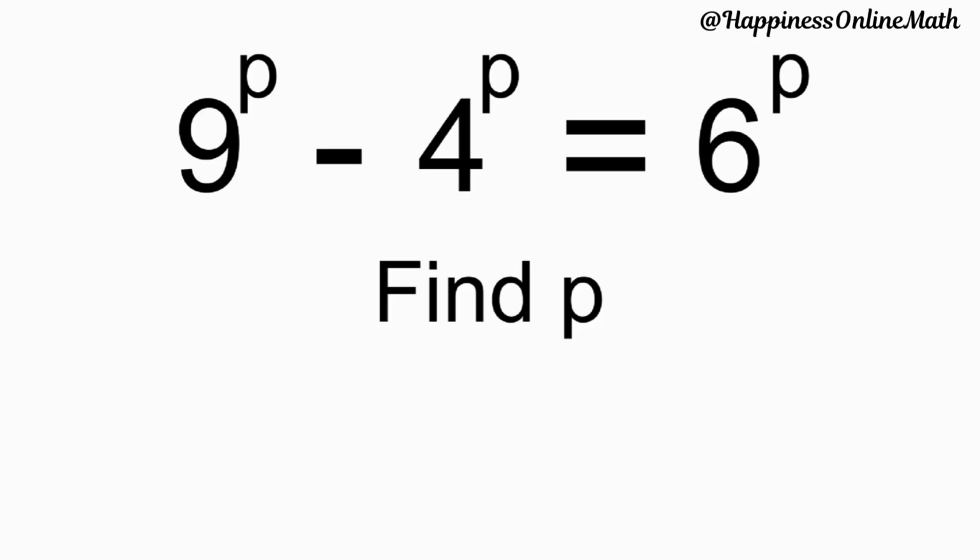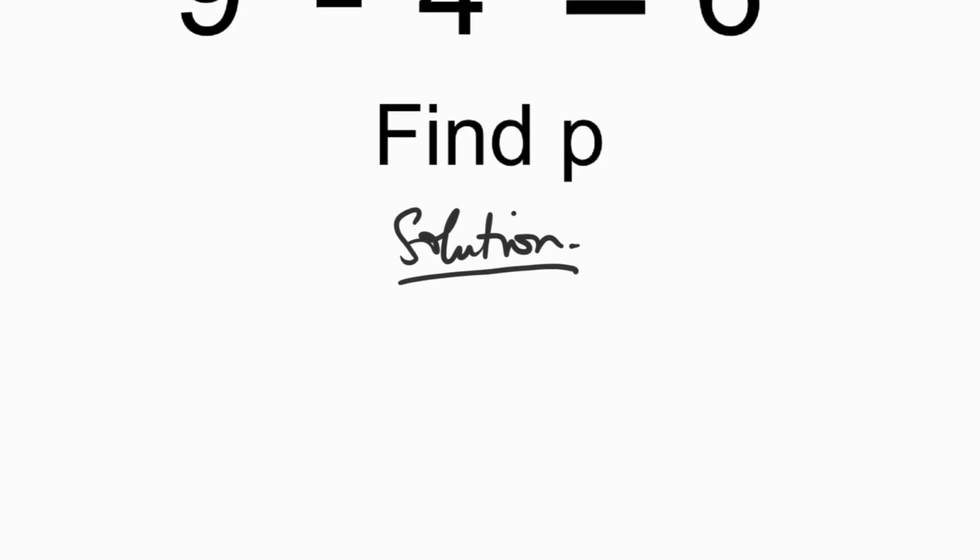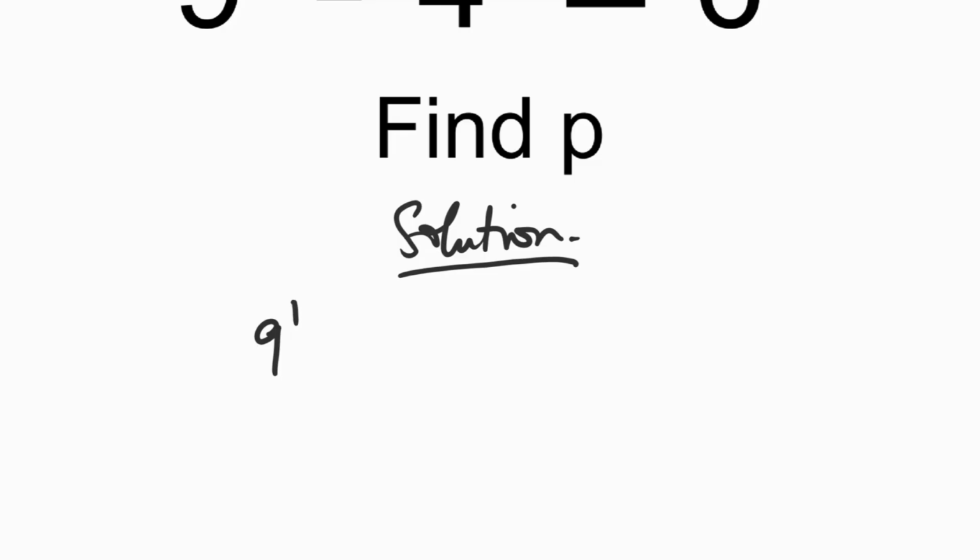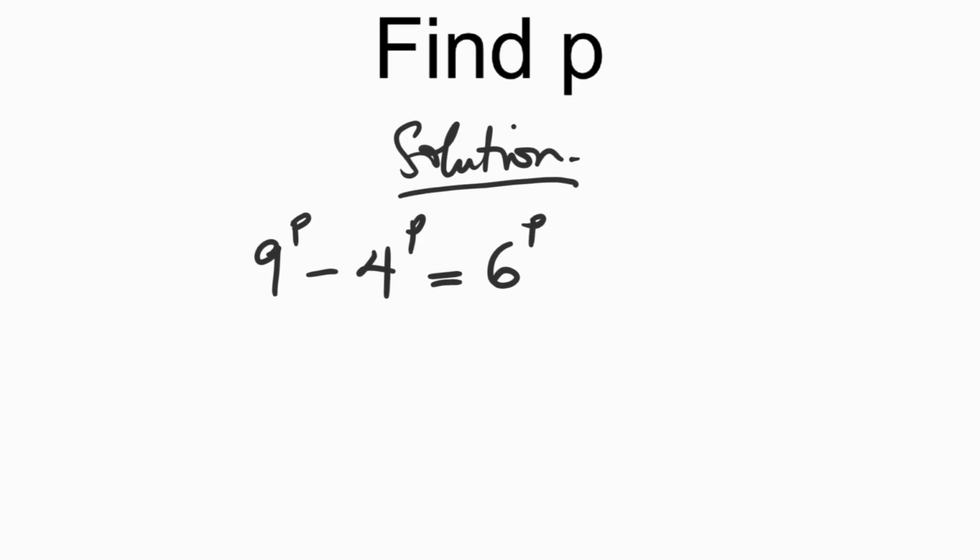Today we have another question on the board. We have that 9 raised to the power p minus 4 raised to the power p is equal to 6 raised to the power p, and we're asked to find the value of p. Let's try to find the solution to this question. Now we have that 9 raised to the power p minus 4 raised to the power p is equal to 6 raised to the power p.